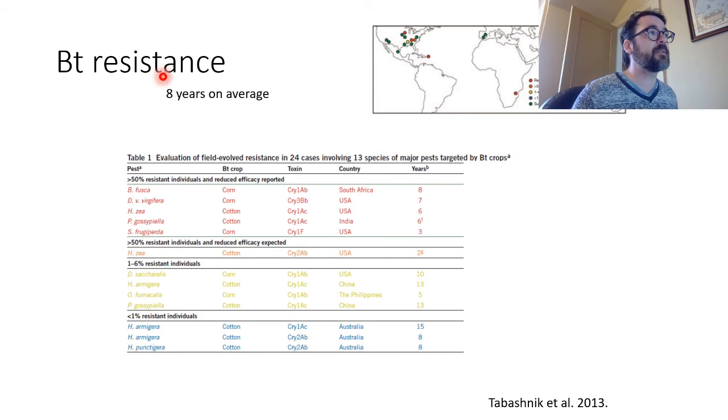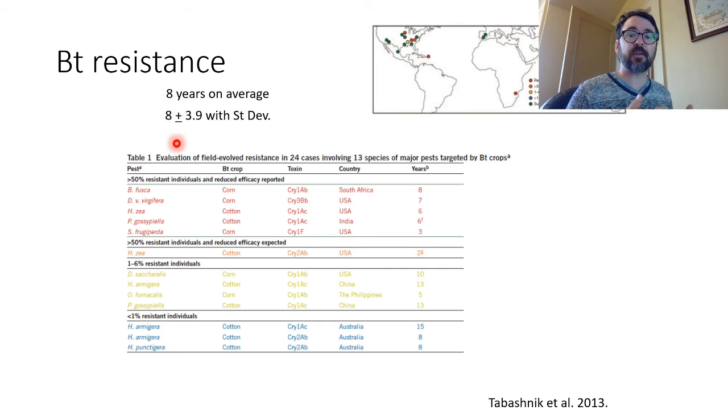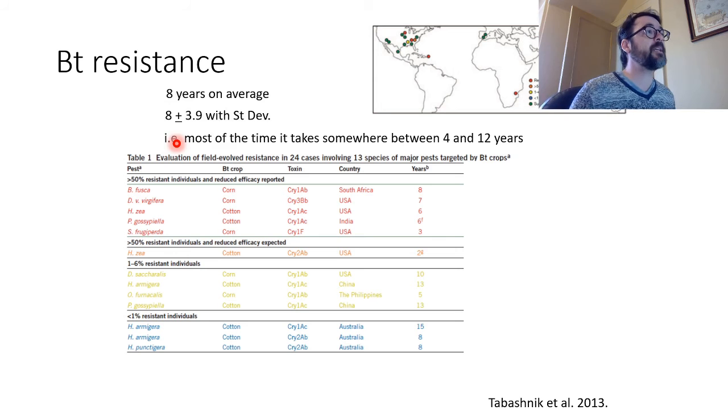What they found was that it was 8 years on average. It took about 8 years on average for resistance to evolve, and sometimes it was as fast as 2 or 3 years. And so if I add that standard deviation, remember that gives us the certainty of what we know, right? So that means that most of the time, 95% of the time, give or take, it takes somewhere between 4 and 12 years for resistance to evolve. And that's with a ton of different herbivores in a ton of different parts of the world.